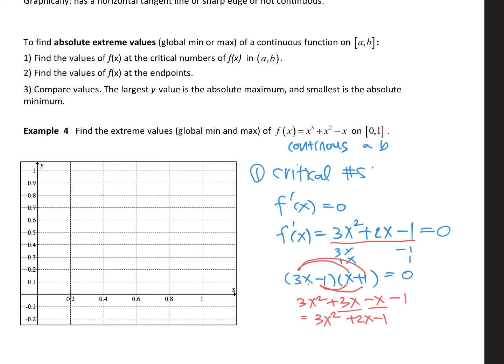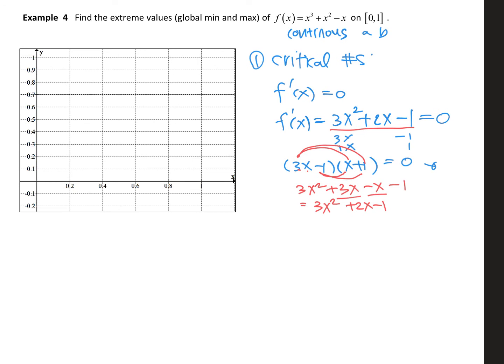So I have something times something equal to 0. That means either the first thing is equal to 0 or the second thing is equal to 0. Let me scroll up, so I need more space here. Okay, so then what I get is 3x minus 1 is equal to 0, or x plus 1 is equal to 0. So x is equal to 1/3, or x is equal to -1.